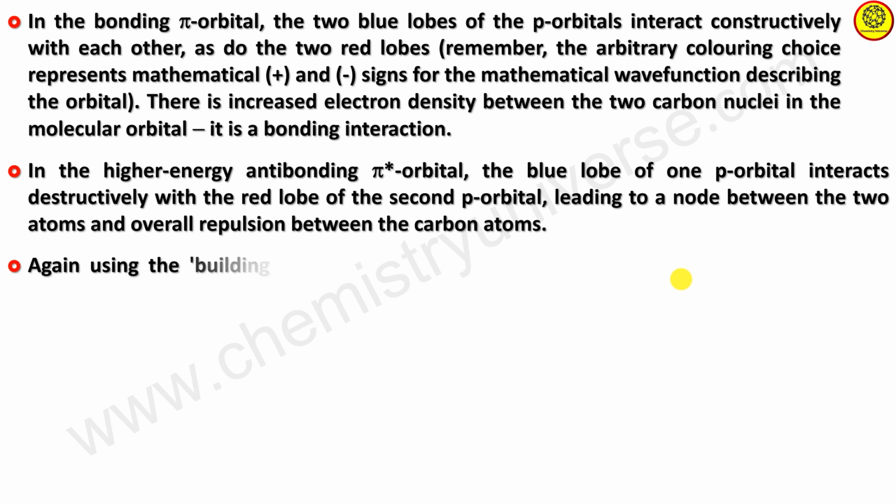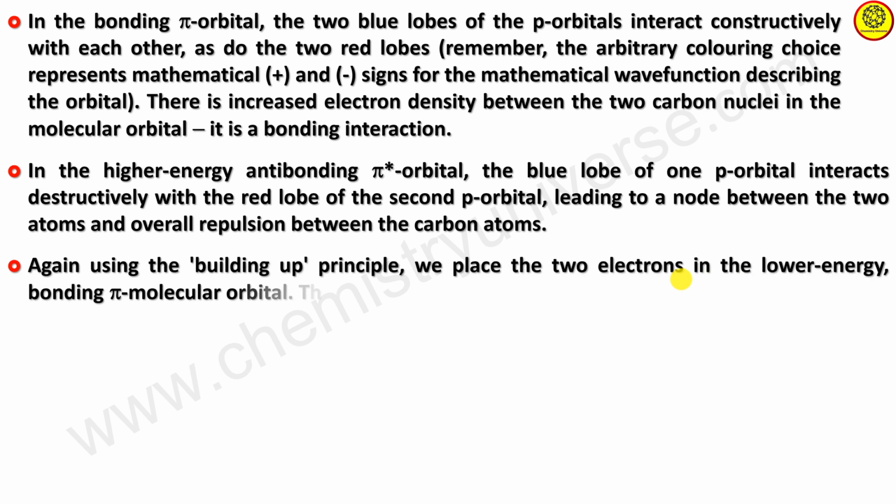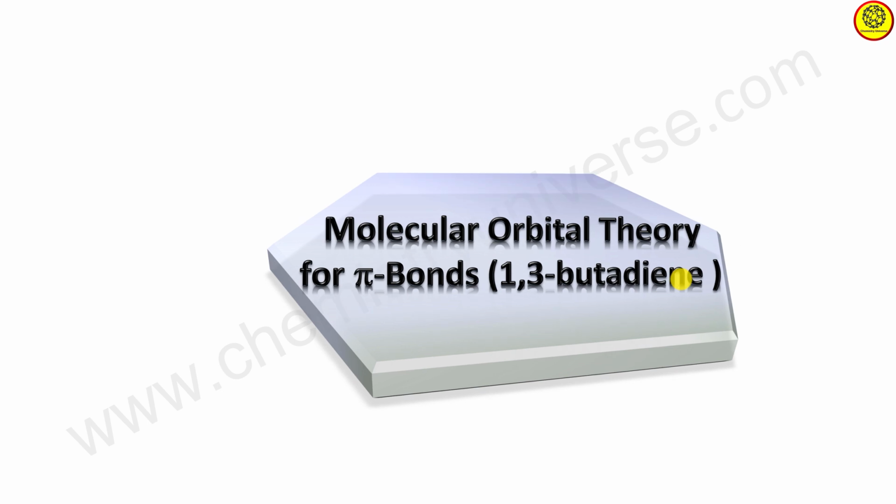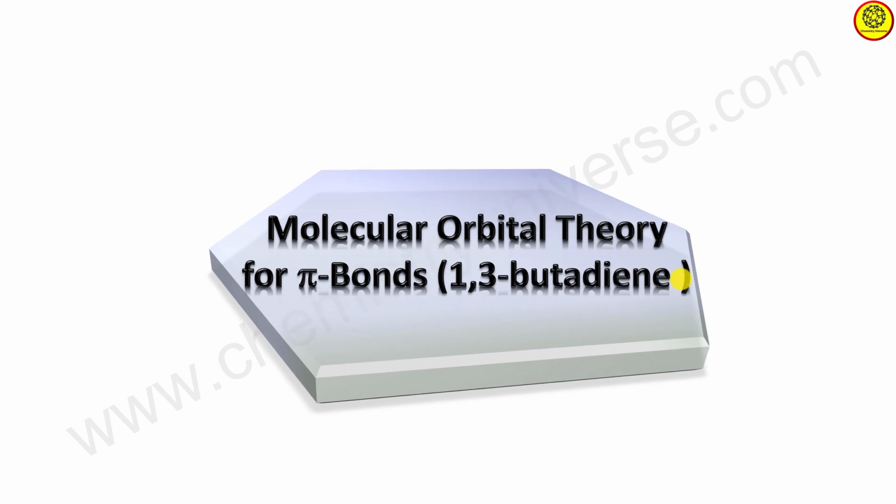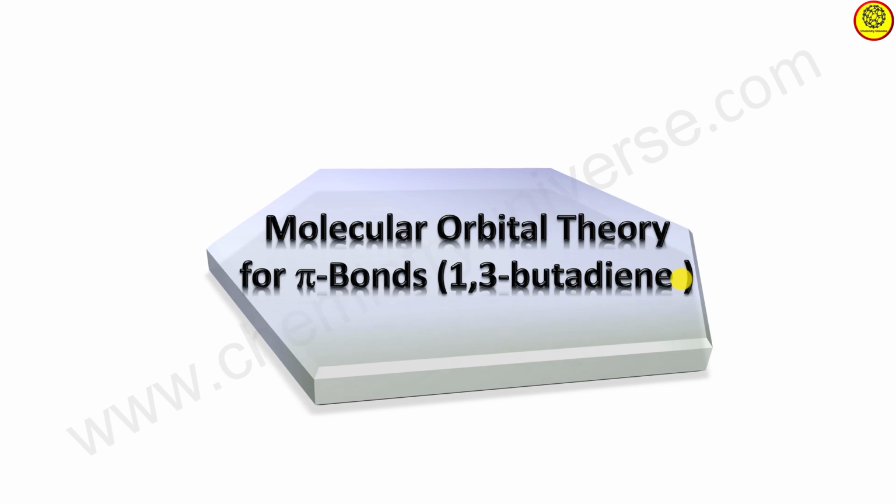Again, using the building up principle, we place the two electrons in the lower energy orbital and the higher energy antibonding orbital remains empty. So now let's check this out for a molecule that typically shows resonance effect, because this is the molecule that we're interested in. So this is the molecule, and these are the carbons, buta-1,3-diene, and there is a free rotation about the 2 and 3 carbon.